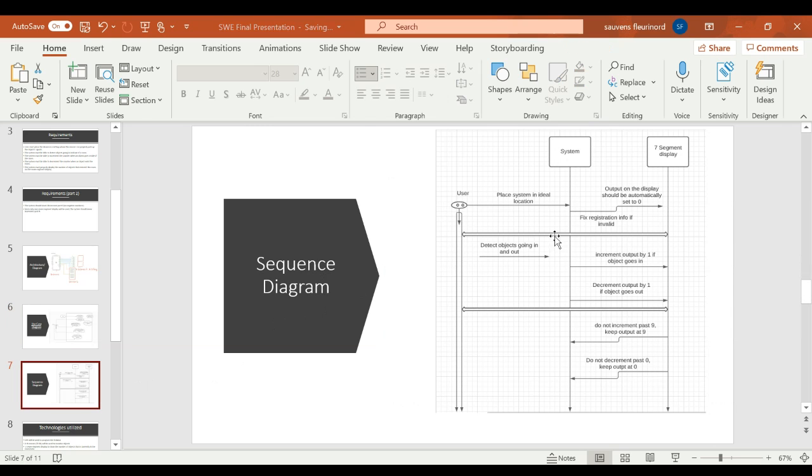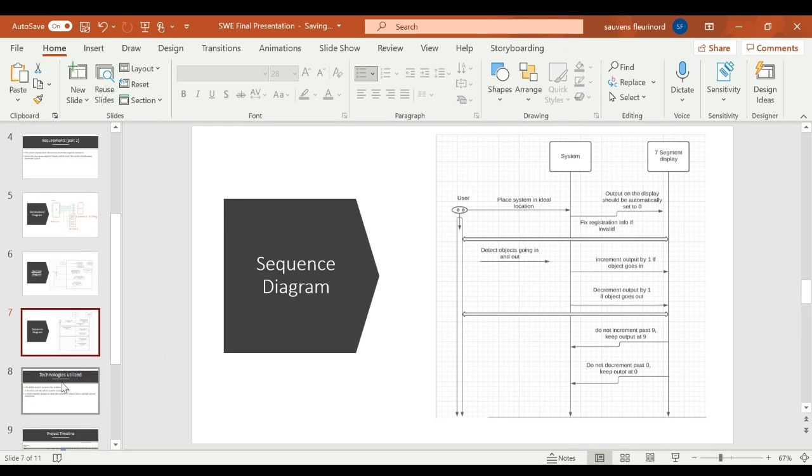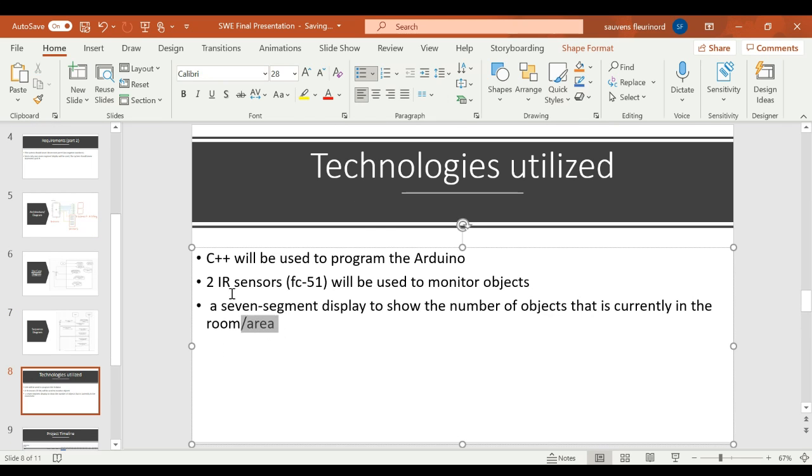I'm just going to go over the sequence diagram. The system has to be placed in an ideal location. It has to detect the object going in, and then it increments by 1, or decrements, depending on whether the object is going in or out. The system should not increment past 9 and should not decrement past 0. Very simple stuff. We use C++ because that's how we can program the Arduino.